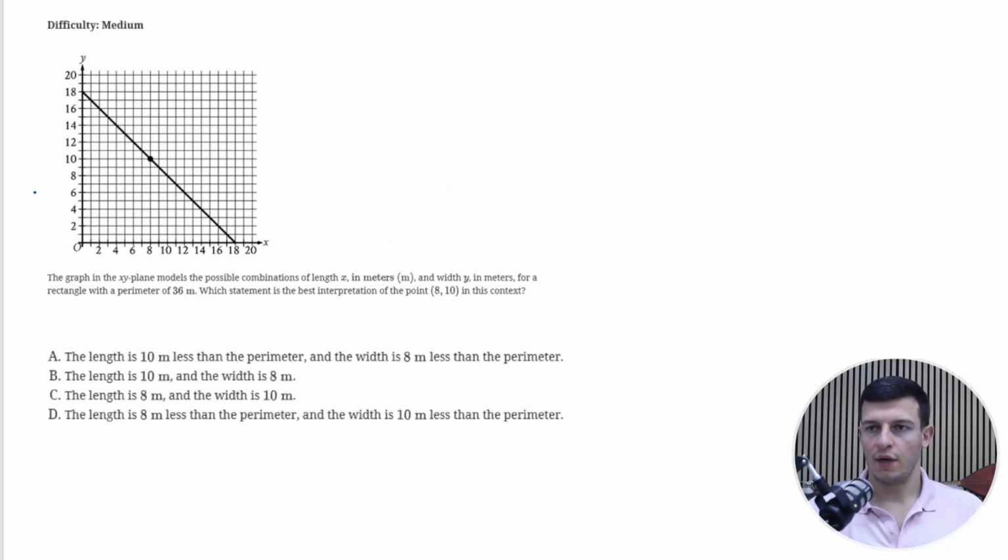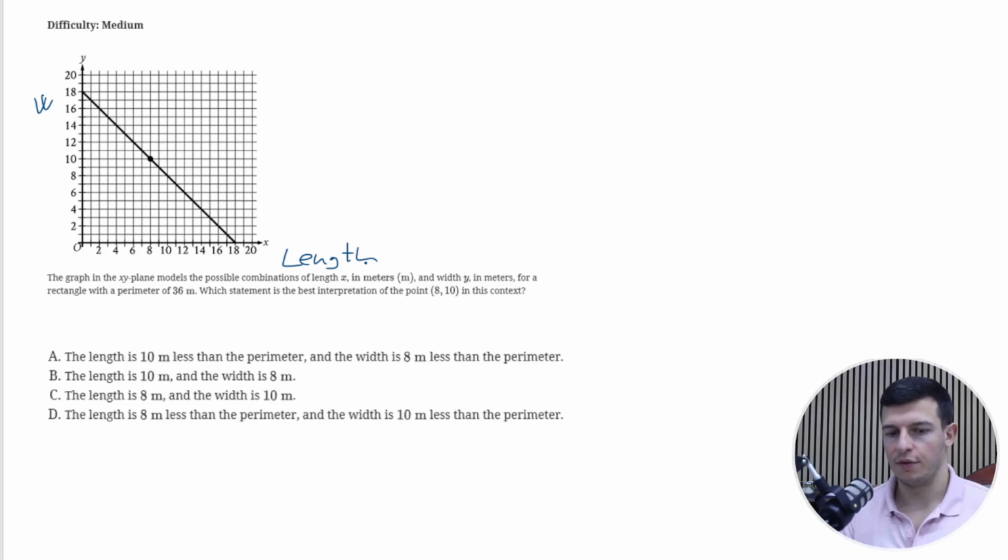The graph in the xy plane models the possible combinations of length x in meters and width y in meters. So width is represented by y and length is represented by x, for a rectangle with a perimeter of 36. Which statement is the best interpretation of point 8 and 10? So 8 and 10, right here they marked it for us. So this is the rectangle we're talking about.